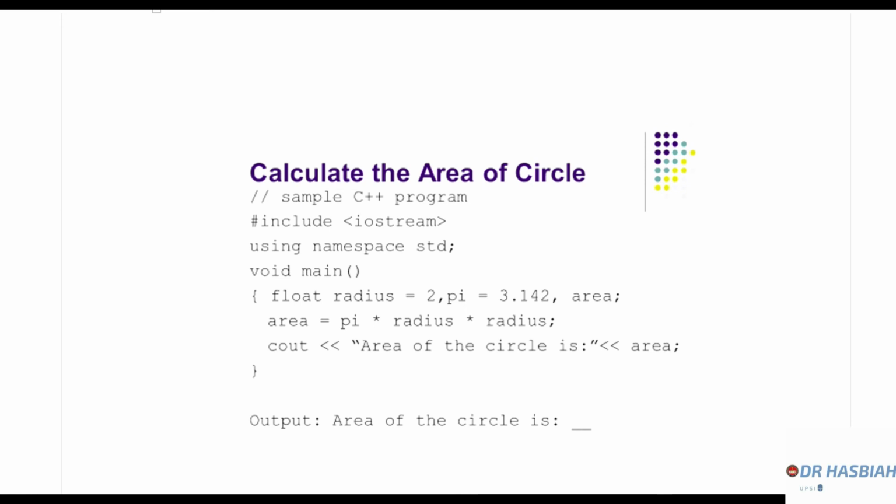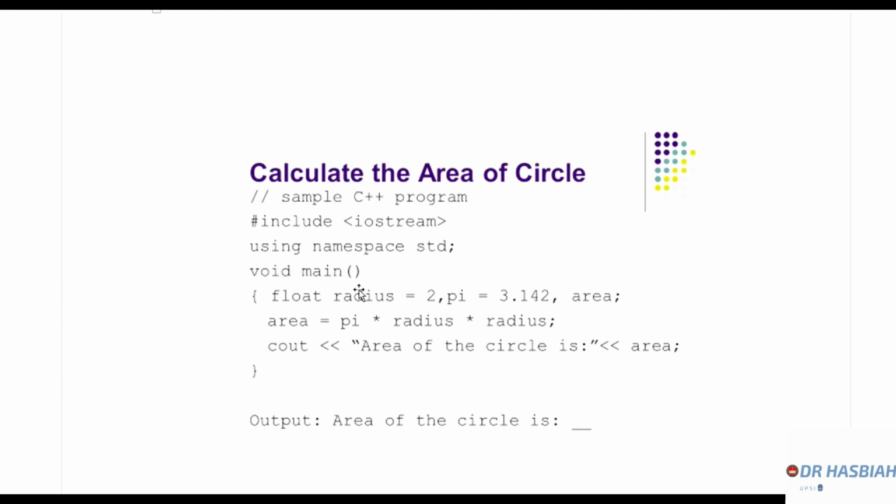Now we see the solution for the problem just now. We have the problem calculate the area of the circle, right? So how do we write the C++ program for that solution? This is the answer for the problem. We have here a sample C++ program, and then we have include iostream, using namespace std. I'm not going to focus on this part anymore. Now we focus on whatever we have in the void main here.